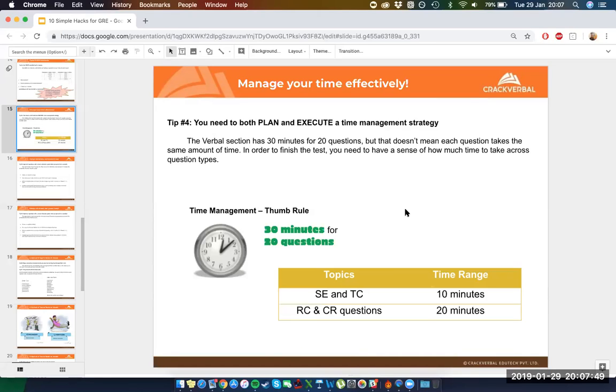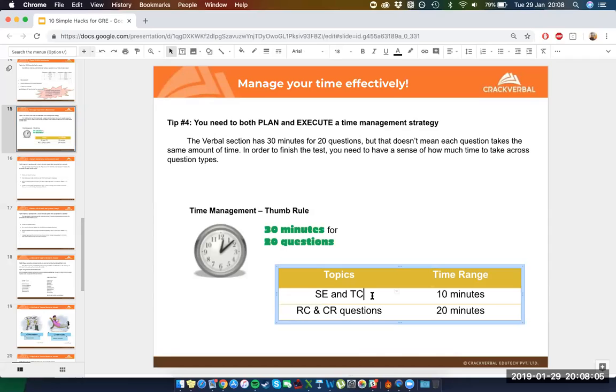So what you'll find is that reading comprehension and critical reasoning actually take a little bit more time than sentence equivalence and text completion. And you should plan your time management as follows. Now, sentence equivalence and text completion, as we said, tended to make up about 1/2 of the test, right? We saw that 5 to 6 questions would happen for text completion and 4 to 5 questions for sentence equivalence. That makes up about 10 out of 20 questions.